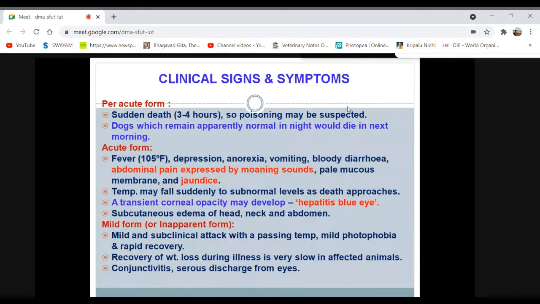The clinical signs and symptoms may be of 3 types. That means the peracute form, sudden death, without showing many clinical signs and symptoms. When the dogs were almost normal during the night, next morning you will find them dead, without observing any typical clinical signs and symptoms: sudden death.